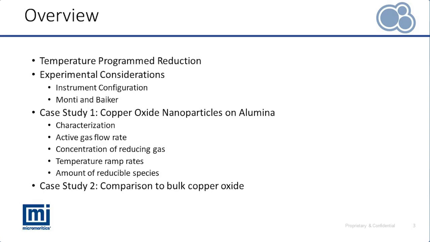Some additional characterization was done alongside the TPR. The sample is used to demonstrate how the analysis conditions, such as the active gas flow rate, concentration of gas, the temperature ramp rates, and the amount of reducible species have an effect on temperature program reductions. Lastly, we will end with a case study comparing the temperature reduction of the alumina-supported copper oxide nanoparticles to a pure copper oxide metal powder to juxtapose the effects of the support material and the particle size in TPR.